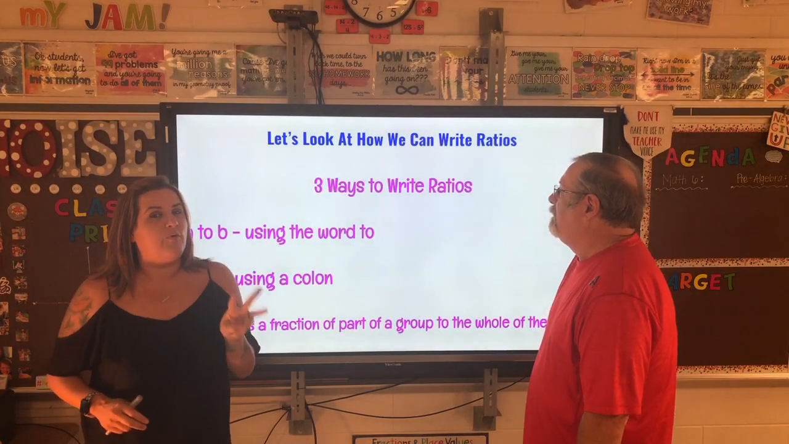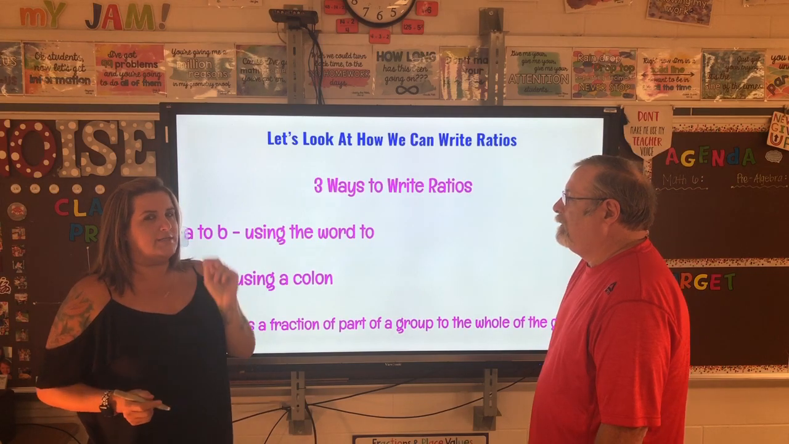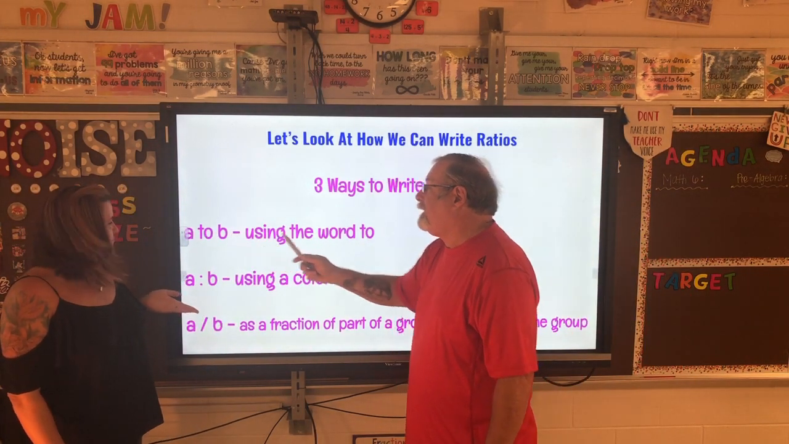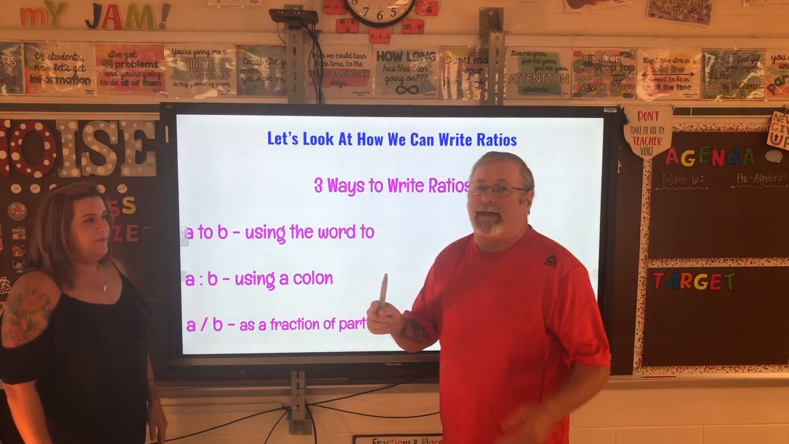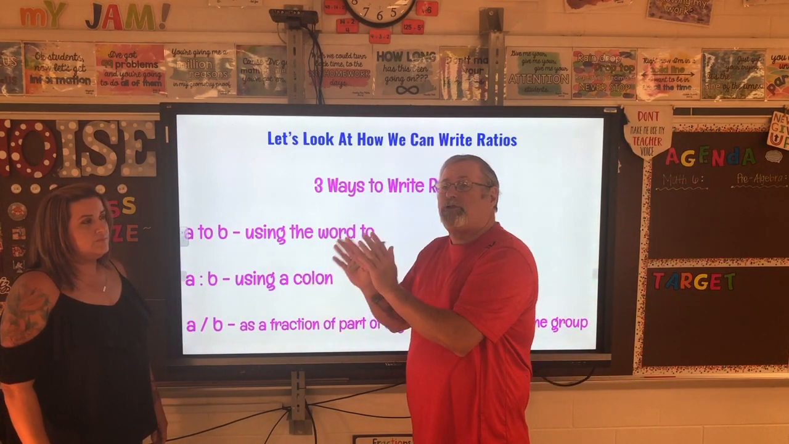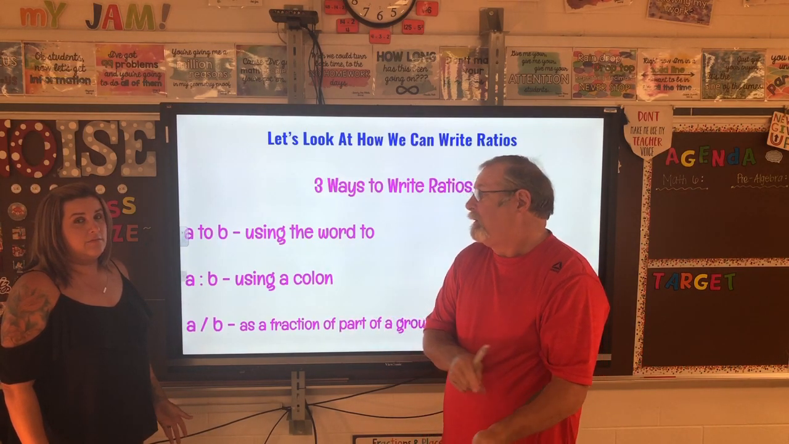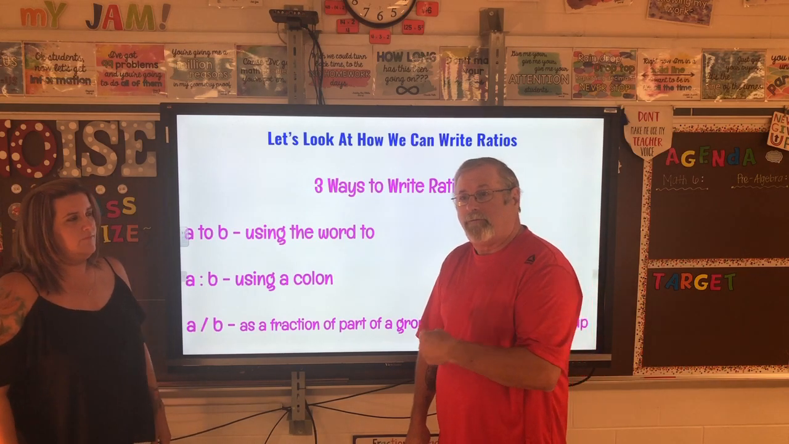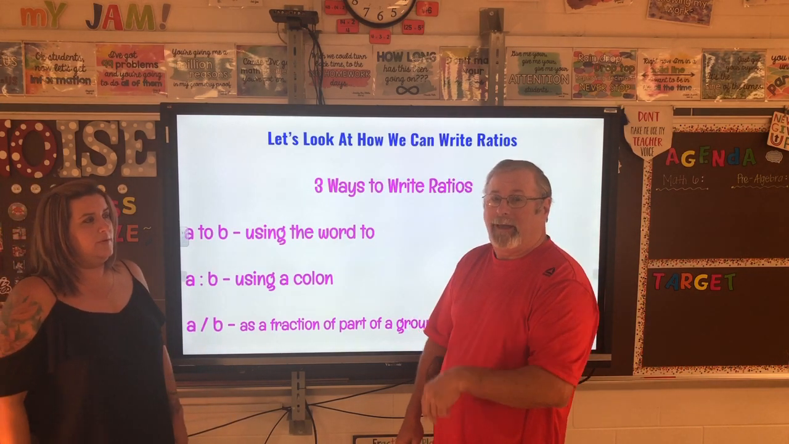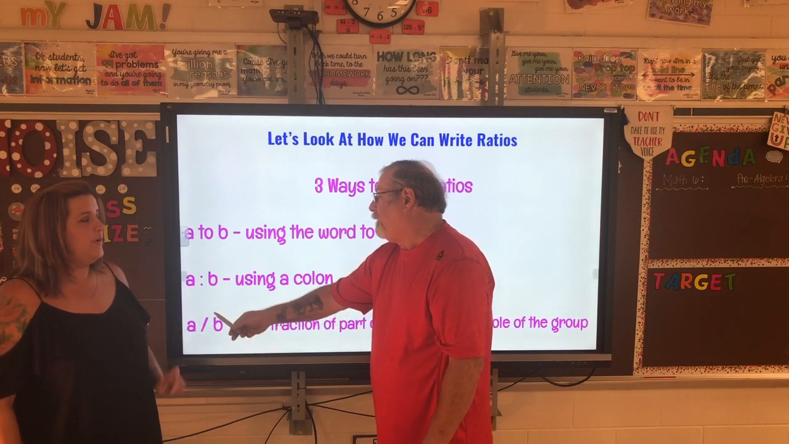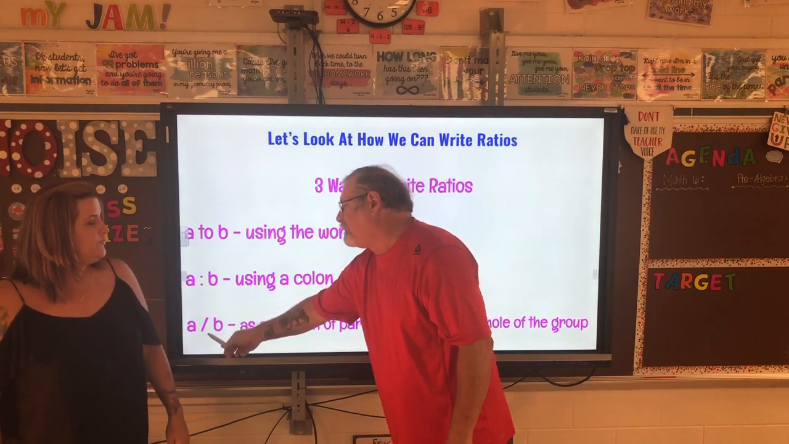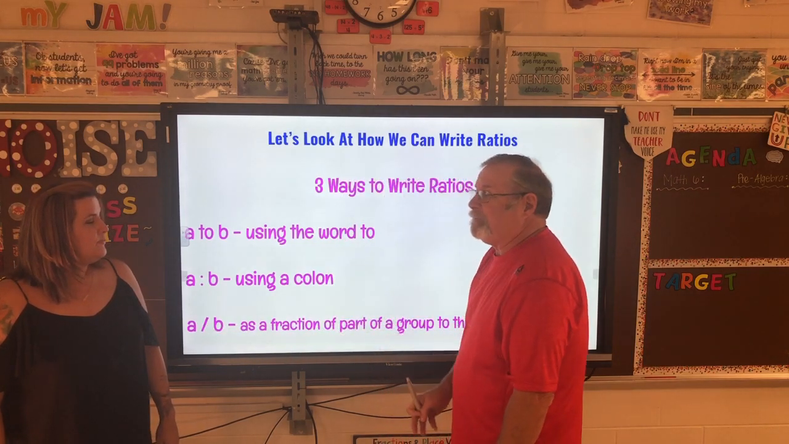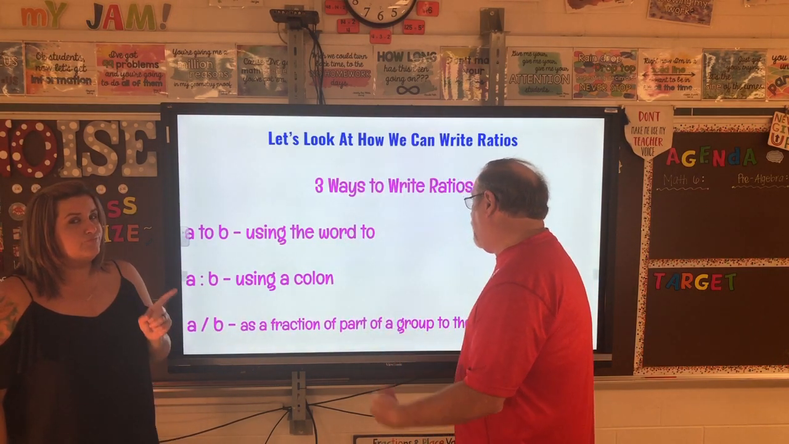So there are three forms or three ways to write a ratio. The first one would be A to B, and that's just using the word to, as in 3 pencils to 4 pens. 3 to 4. A colon B, again, 3 colon 4, 3 pencils, 4 pens, shows the same ratio, different form. And then this one's a little weird because we have to use the slash, but it's really just a fraction. A over B as a fraction.